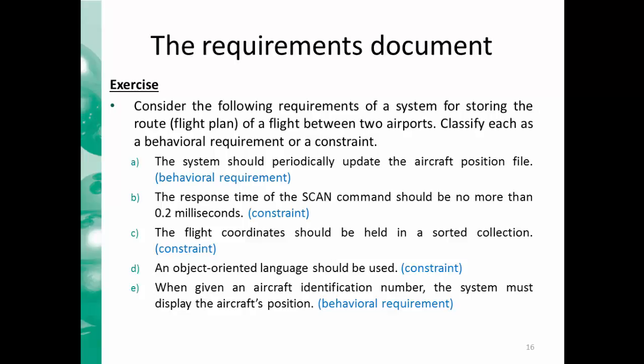Where the last one, when given an aircraft identification number, the system must display the aircraft's position. So the system should do something, which is displaying the aircraft's position, and this is a functionality and a behavioral requirement. If the client asks us for some particular form of display, then it will be a constraint. But the display itself is a function and a behavioral requirement.